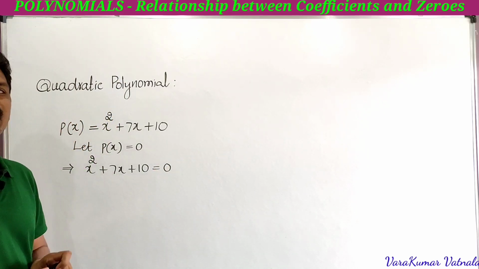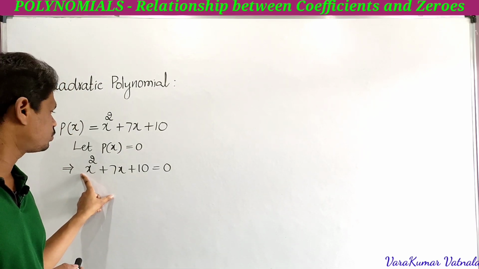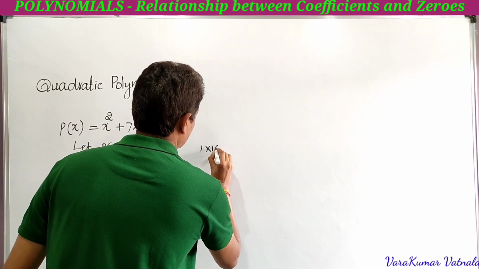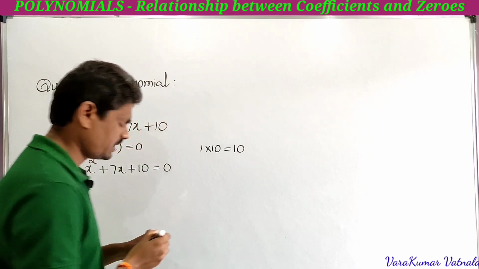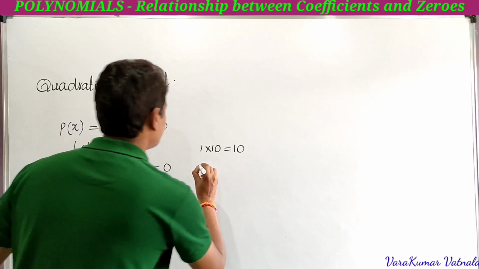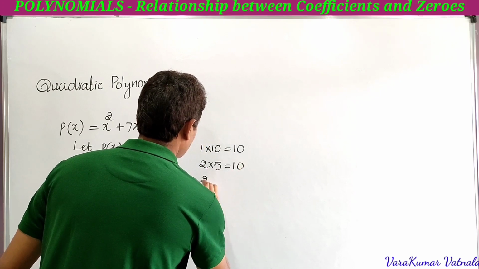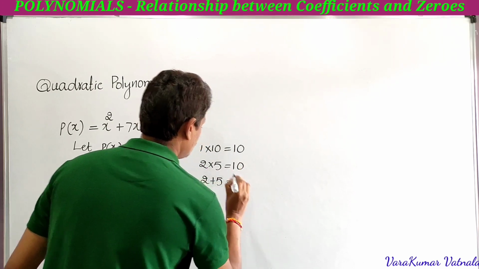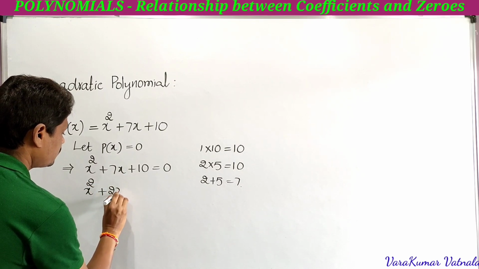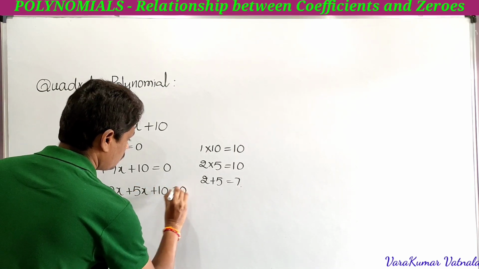Now we have to find the factors by splitting the middle term. Here the x square coefficient is 1, constant is 10, so 1 into 10 is 10. Now we have to select two factors of 10 whose product should be 10 and whose sum should be 7. So 2 into 5 is 10, and 2 plus 5 is 7. Therefore, we can write x square plus 2x plus 5x plus 10 is equal to 0.